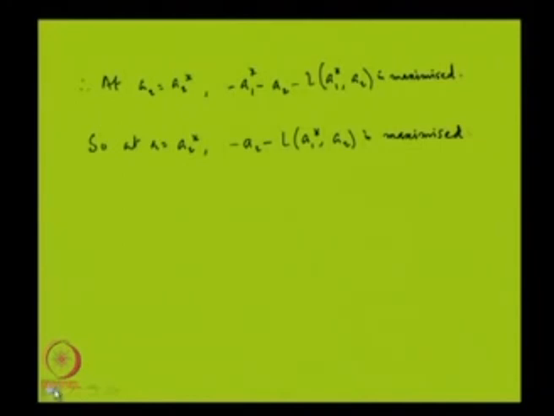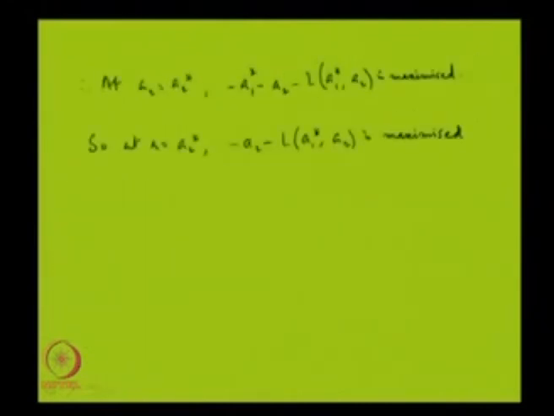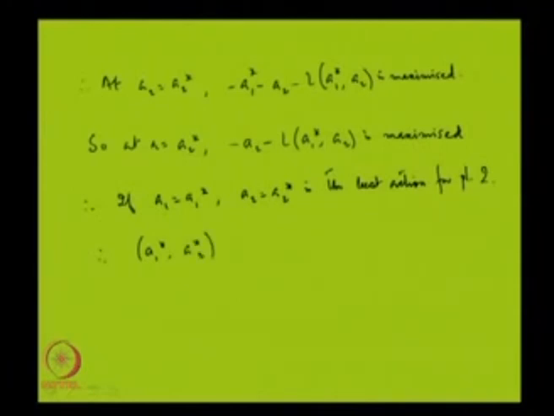What we have found is that this is the payoff function of player 2, and this is maximized at a2 equal to a2 star. So, if a1 is equal to a1 star, a2 equal to a2 star is the best action, the optimal action for player 2. Therefore, a1 star a2 star is a Nash equilibrium. So we have proved that this is a Nash equilibrium.